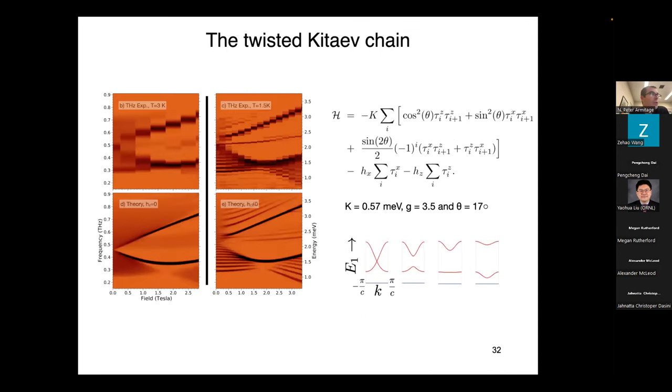So with really just three free parameters, this is our data at the top here from the terahertz spectroscopy. And on the bottom is Nishita and Ribu's calculation, where they can fit all of the spectrum just on the basis of three parameters. So an Ising exchange, which is about 0.6 meV, this angle theta, which is plus or minus 17 degrees, and a g factor of 3.5.